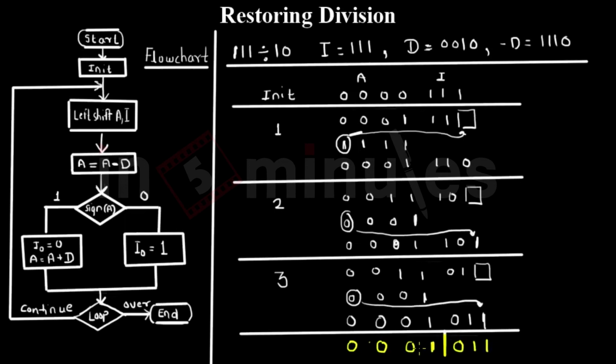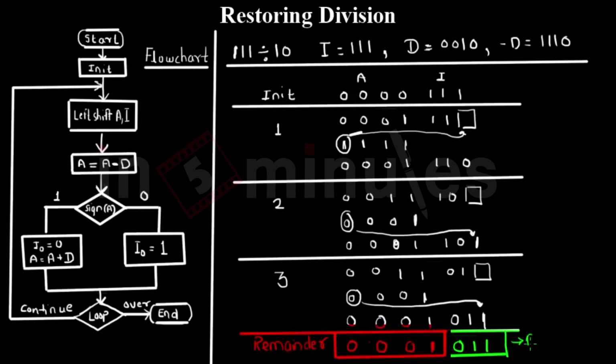And here this part is nothing but the remainder. The part in the accumulator is going to be the remainder. The part that remains in the I register, this part here, is the quotient Q. So I hope you understood the execution of restoring division. I recommend that you try some more examples.